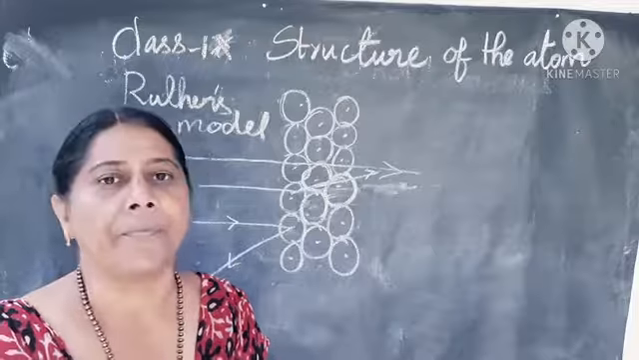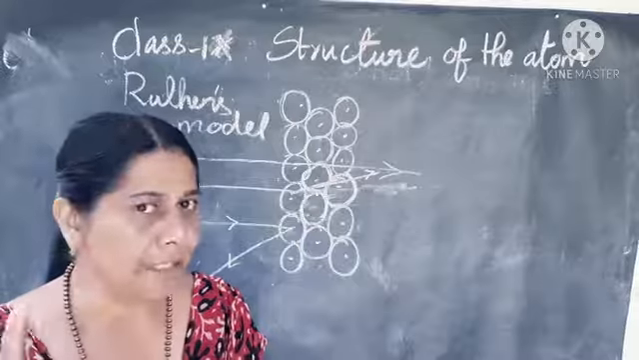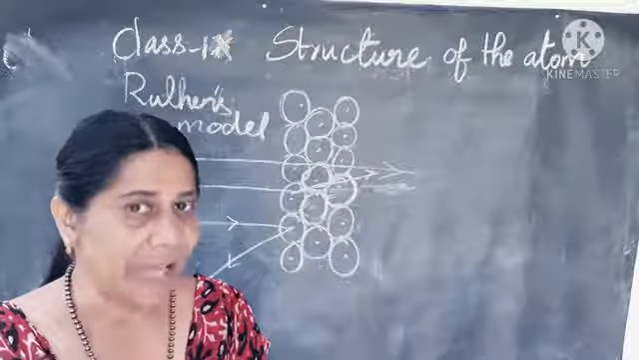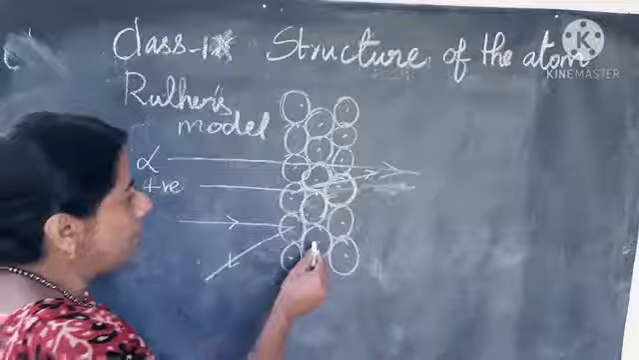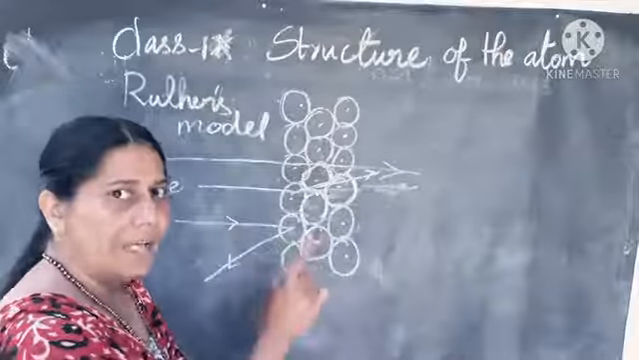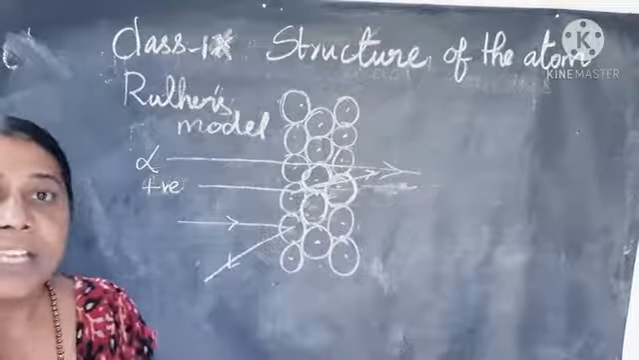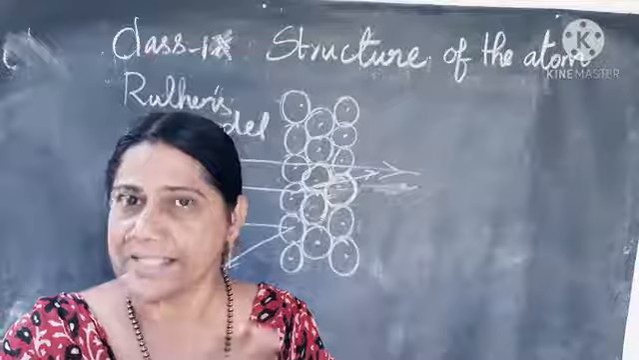The size of the nucleus is small as compared to the size of the atom. That's why it is pointed as a small point. Okay, these are the points he brought out. We can compare for easy understanding.